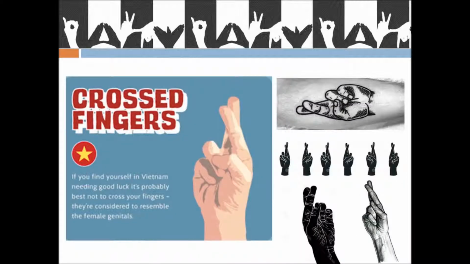And here, maybe not in Taiwan, but in a lot of Western countries, fingers being crossed together usually means good luck, or if you were going to do something against someone's word behind their backs. But in Vietnam, it resembles a female's private parts.